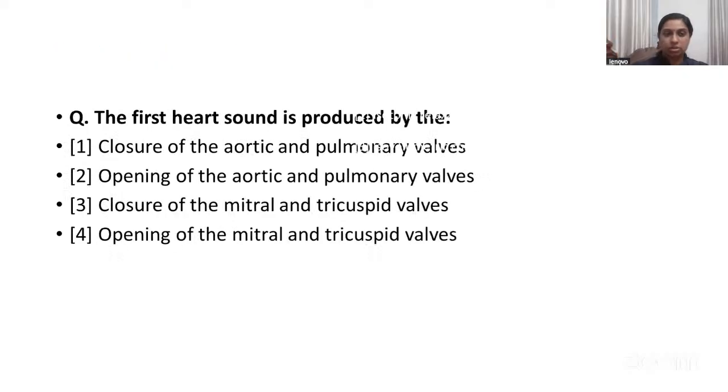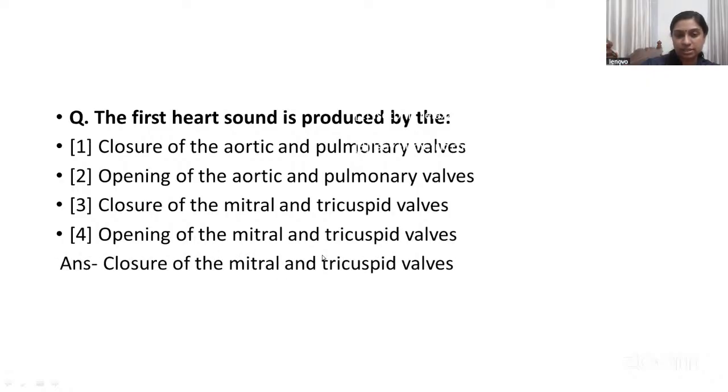Okay. So coming to the first question, the first heart sound is produced by the options are closure of aortic and pulmonary valves, the opening of aortic and pulmonary valves, closure of mitral and tricuspid valves, and opening of mitral and tricuspid valves. What's the answer? First heart sound is LUP sound. That's produced by the closure of mitral and tricuspid valves. The mitral valve is the bicuspid valve. This tricuspid valve is present between the right atrium and the ventricle, and mitral is the left side. Okay.